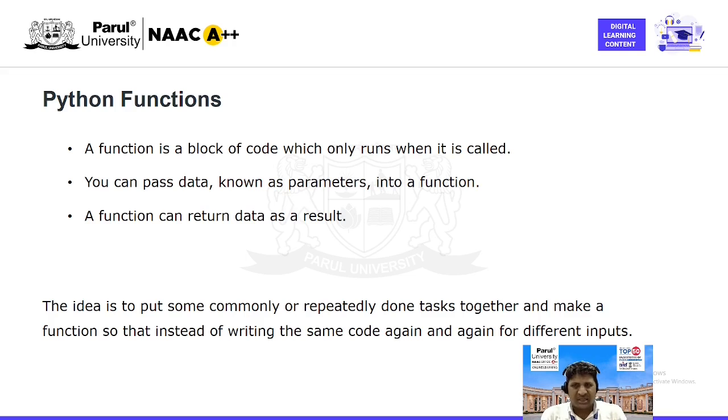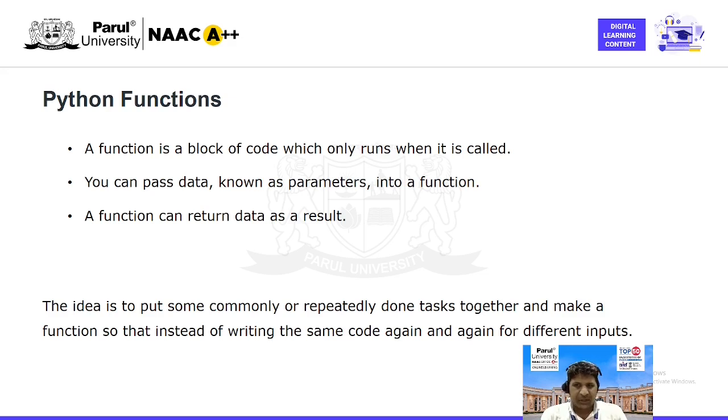We can also pass data, known as parameters, into a function. We pass parameters or data from outside of the function body, and this data is known as parameters. A function can return data as a result. When a function executes, it generates a result, and we can use that result. The function can return the result to where it is called.